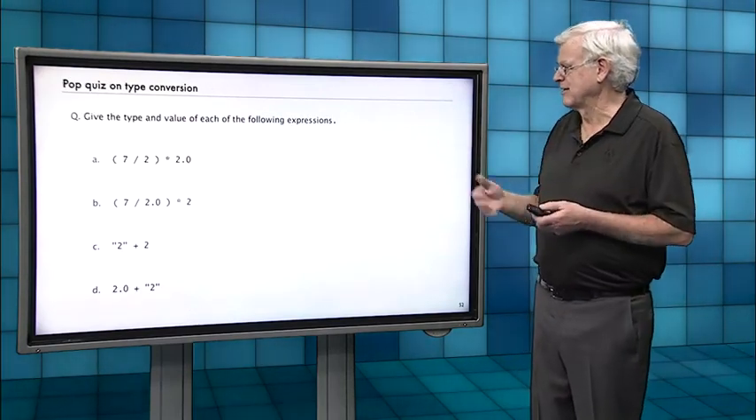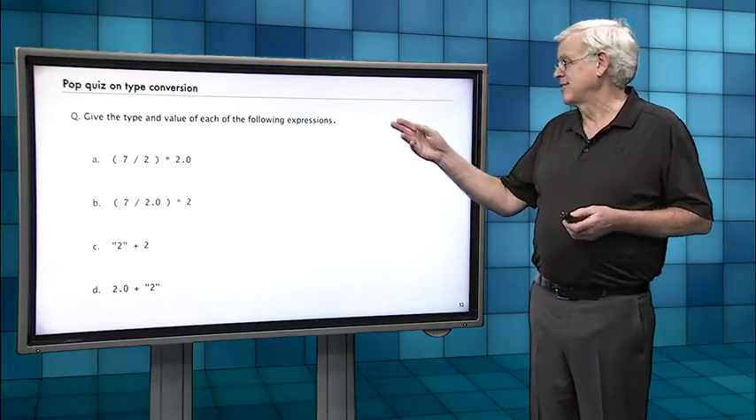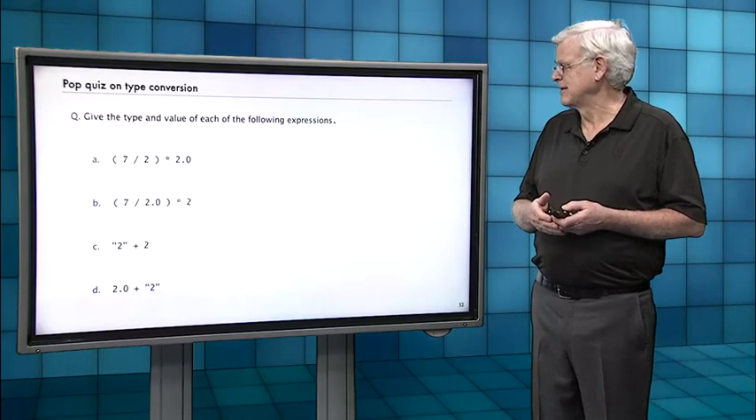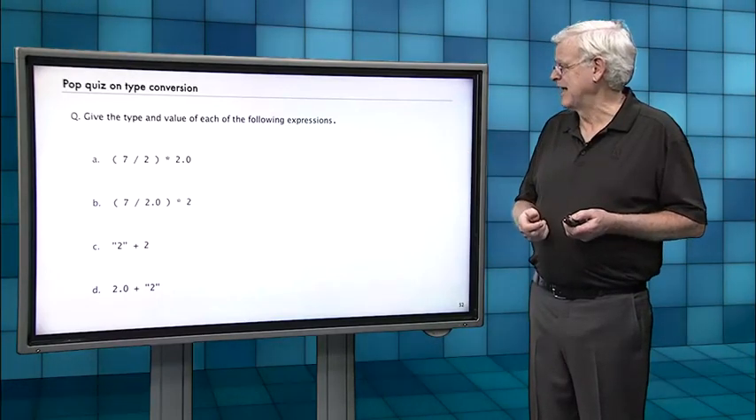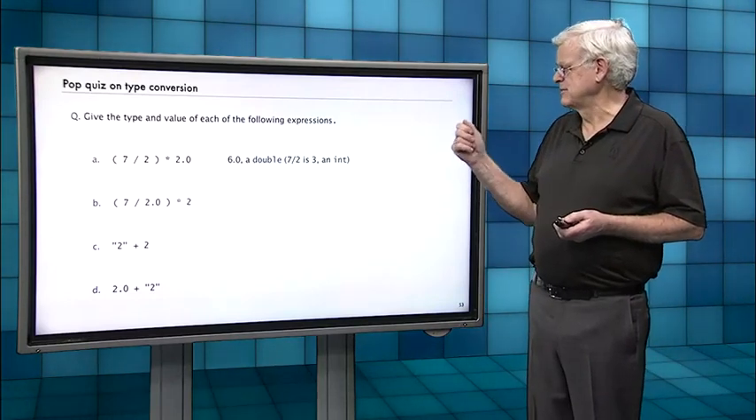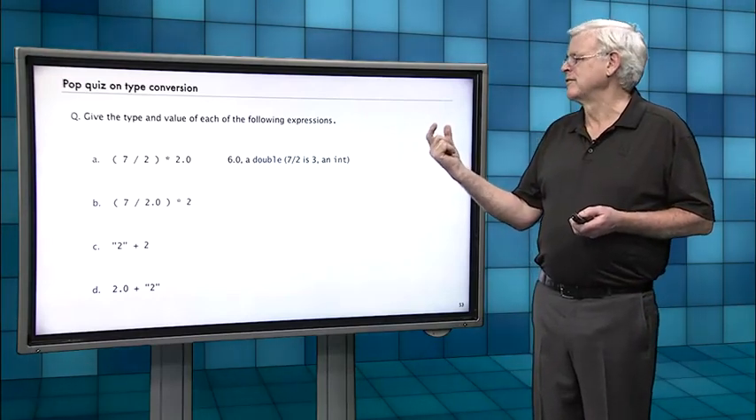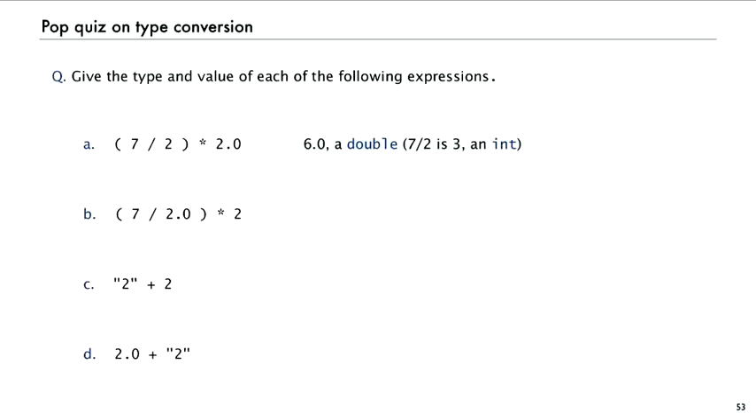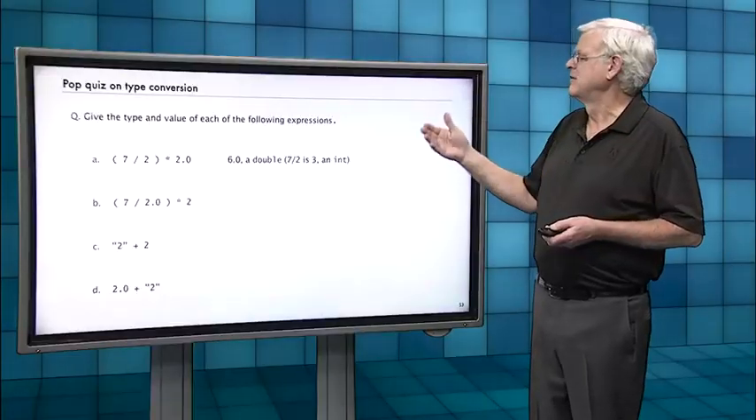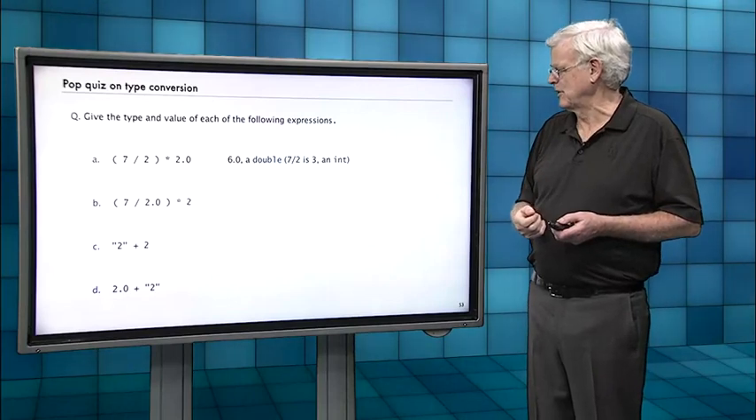So here's just a couple of questions that, again, you might find on a quiz. So 7/2 times 2.0. What's the type of that, and what's the value? 7/2 is inside parentheses. So that's going to be integer division. So it's going to throw away the remainder. It's just going to be 3. And then multiplying by 2.0, that 3 will get converted to a double. So then the operation star is 2 doubles, and the answer will be 6.0.